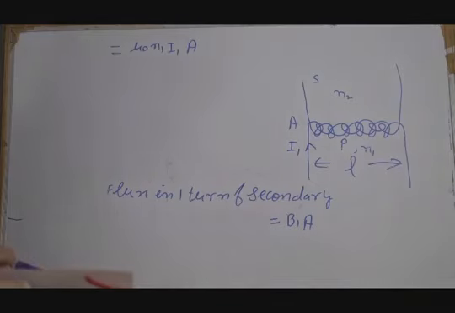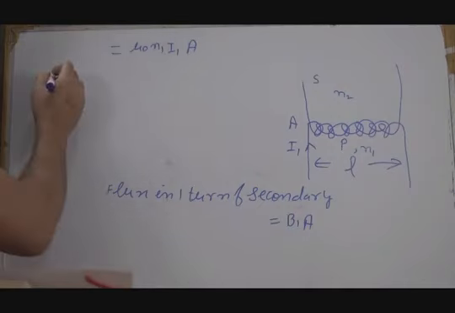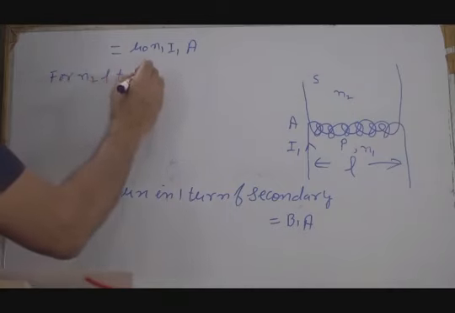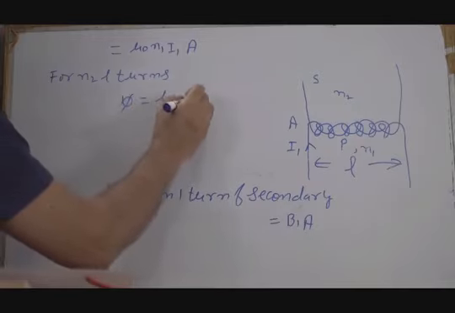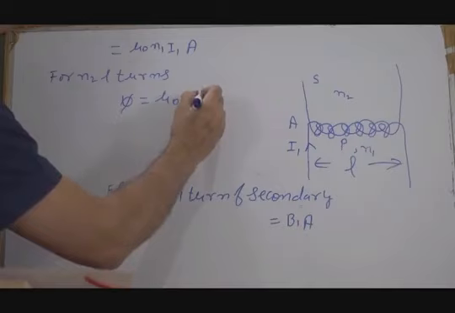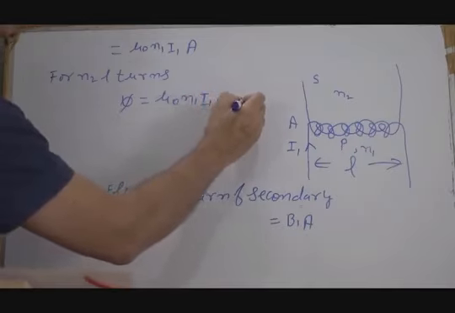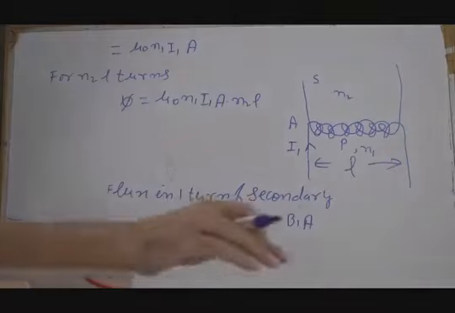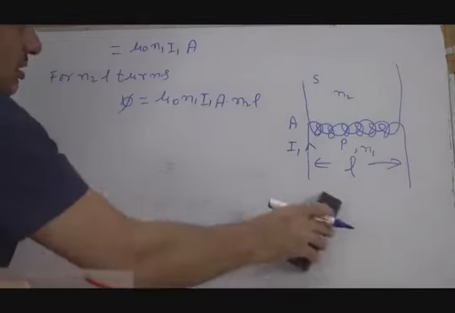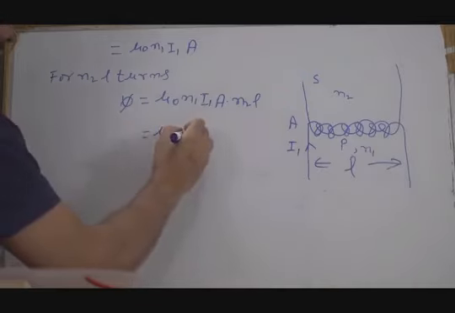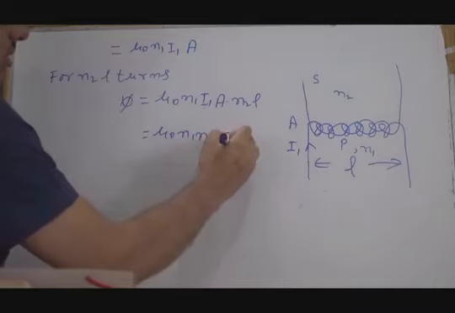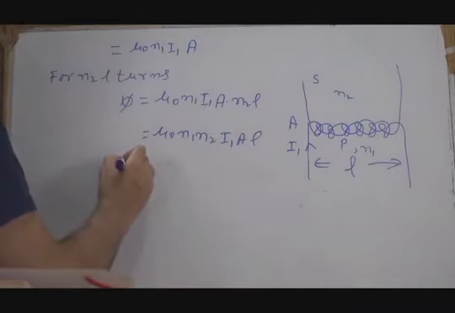Total number of turns in secondary are N2 L. So for N2 L turns, flux will be mu 0 N1 I1 A into N2 L. So you can say it will be equal to mu 0 N1 N2 I1 A L.